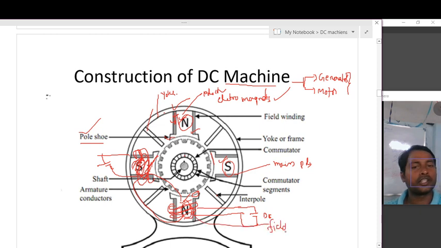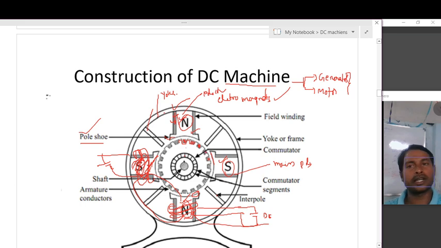I will explain everything individually, and then you can understand easily. I'm explaining the parts now. And this is the armature core. So this is the armature core, and between the armature slots we should place the winding.